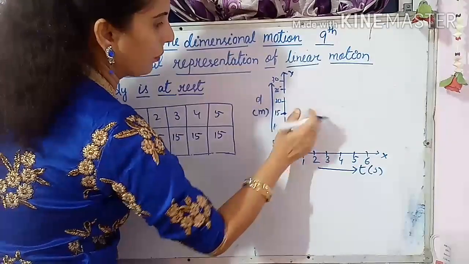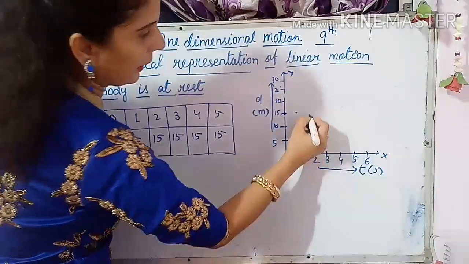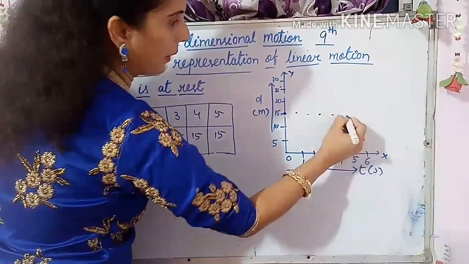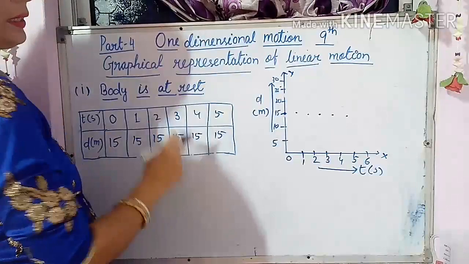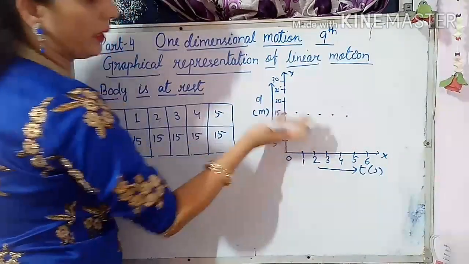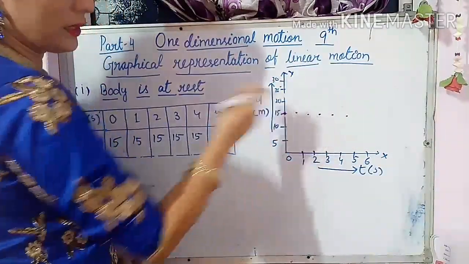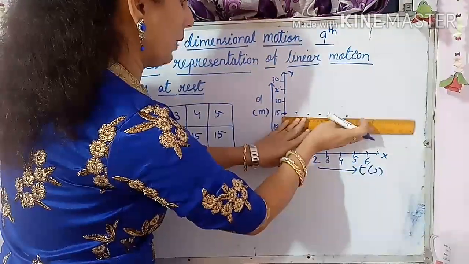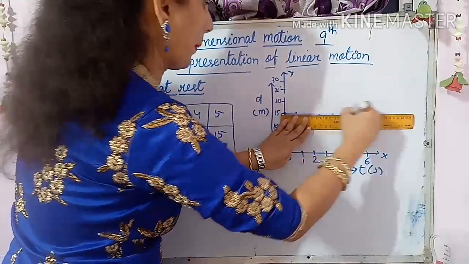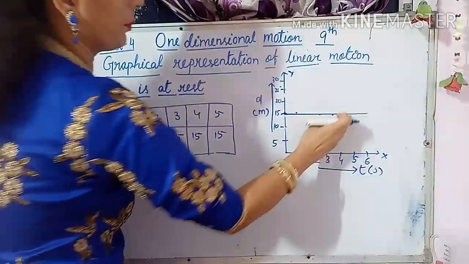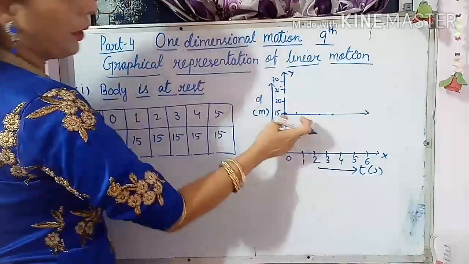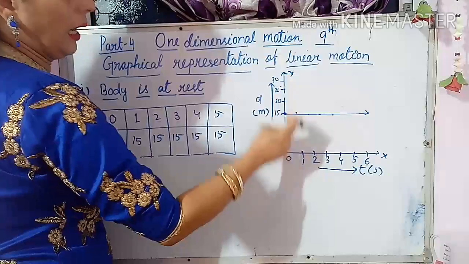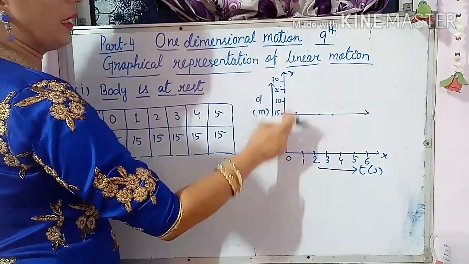I will do the dots. In 2 seconds the distance is also 15. 3 seconds, 15. 4 seconds, 15. 5 seconds, 15. Like this, as you see, I have already written. So all are 15. What is the shape of the graph? Then I will draw the shape, it will come like this. So it is the shape of the graph, which is parallel to the x-axis. So this shape of the graph represents that your body is at rest.